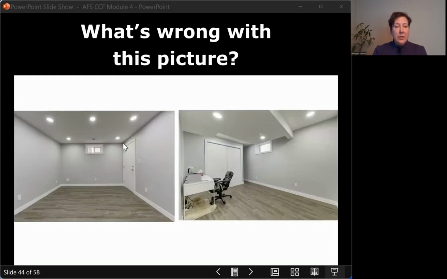Now we're into the living room. The window is a little bit small. They didn't make it egress, but that's fine because it's the living room. But they also installed a lot of lighting, so it is nice and bright. That's good. Now here's the bedroom.